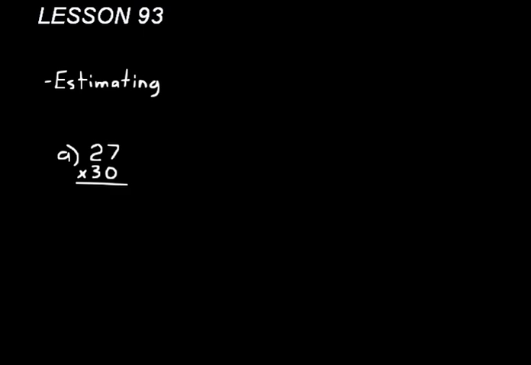So look at practice problem A, 27 times 30. Well, let's just round 27 up to 30, and so we can say 30 times 30. Well, 3 times 3 is 9, so 30 times 30 would be 900. So I'll just say E-900 over here for the estimate. Now we rounded up, so that means our answer will probably be a little bit less, right? So let's go ahead and do the multiplication here.